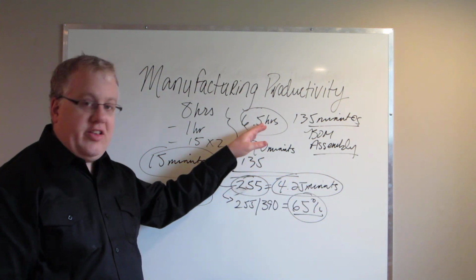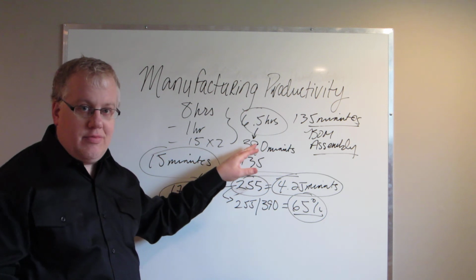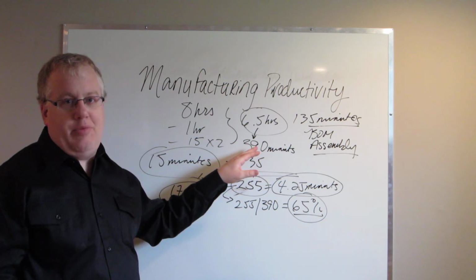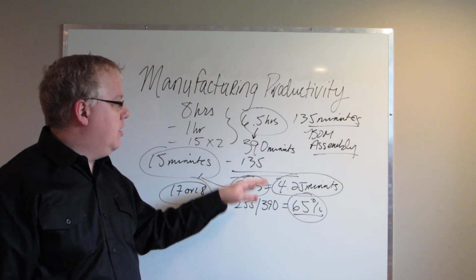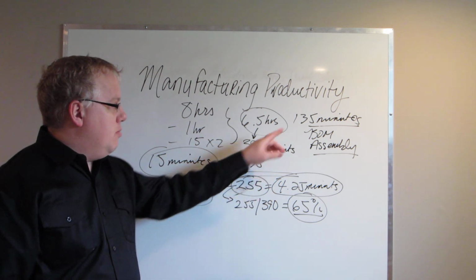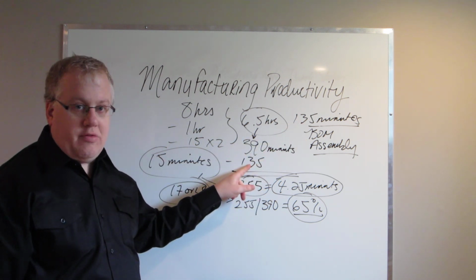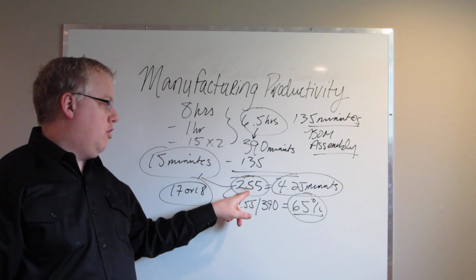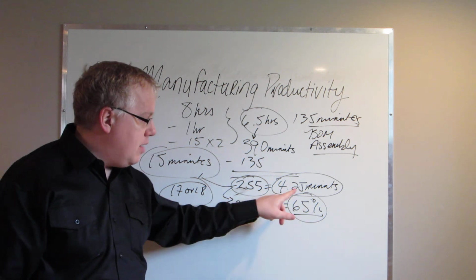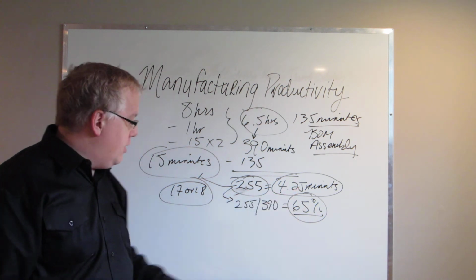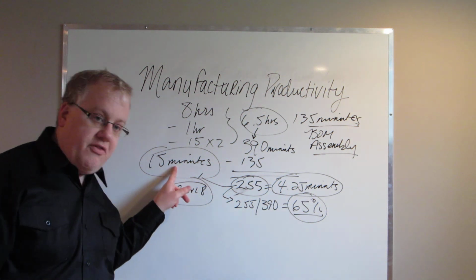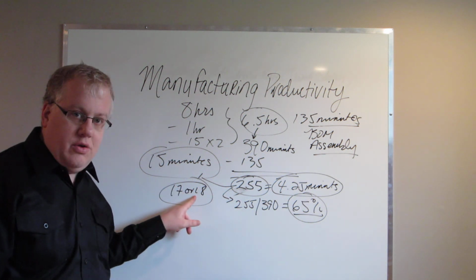Now you convert the 6.5 hours over to minutes, because in this particular case, cycle time was measured in minutes. 390 minutes. We minus the 135 in terms of lost time. We're left with 255 minutes of actual work time, 4 hours and 25 minutes. Divided by our cycle time of 15 minutes gives us 17 or 18 units.